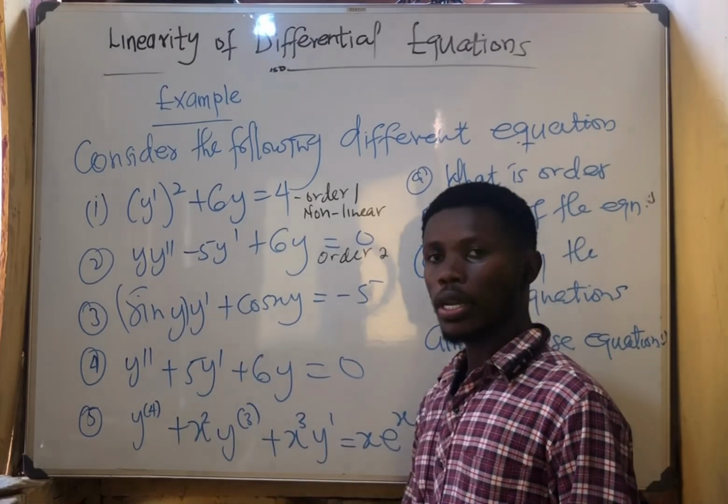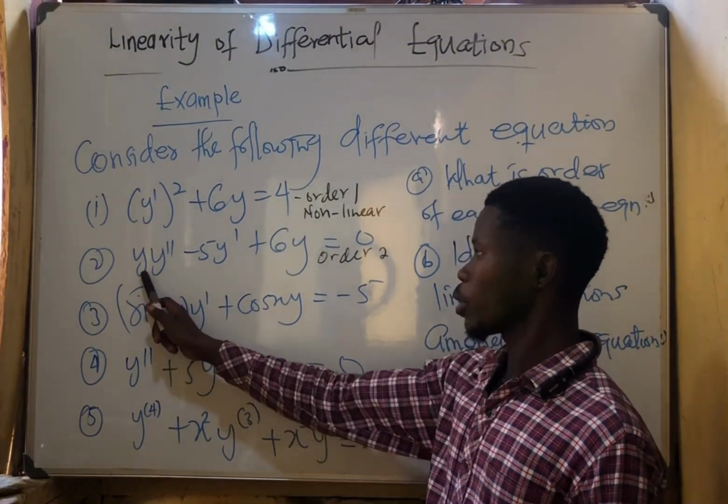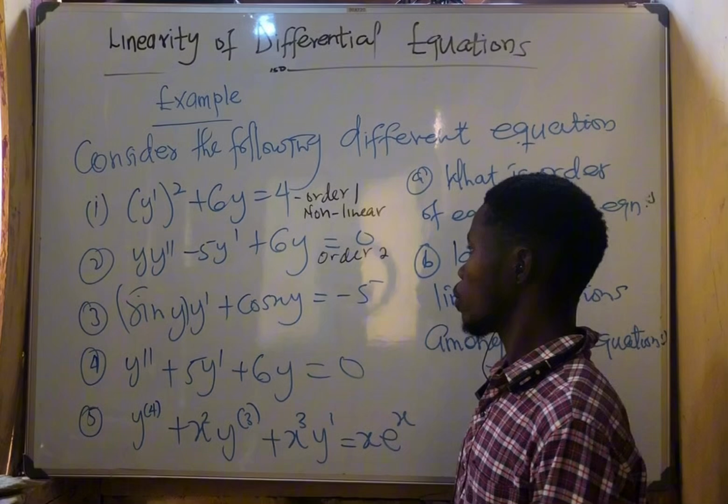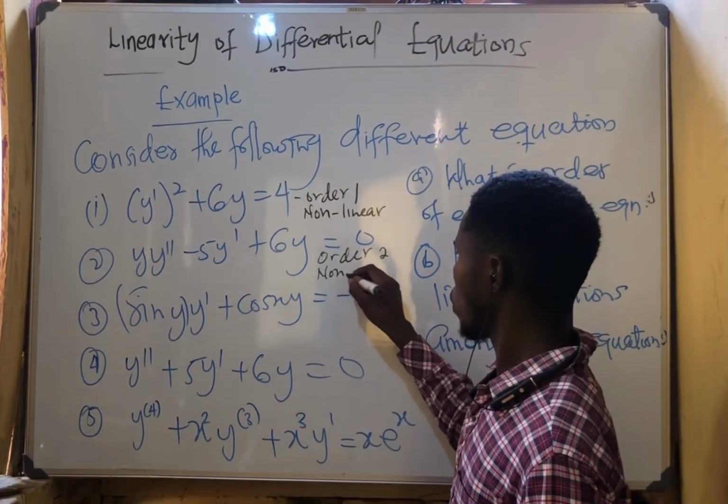Is it linear or non-linear? It's non-linear because there is a product of what? A dependent variable and its derivative. So it becomes what? Non-linear.